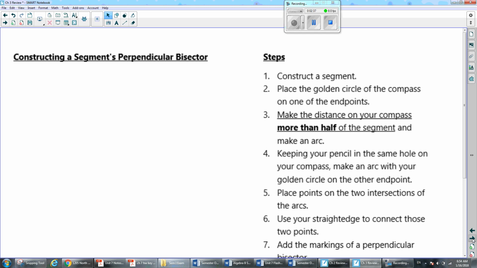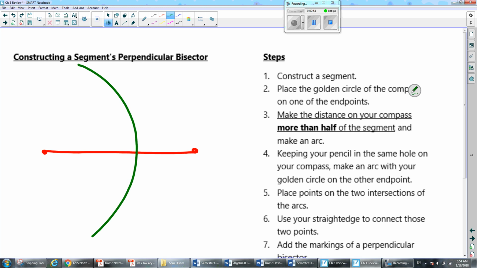So if you were to construct a perpendicular bisector of a segment, first just use your straight edge, make the segment. Actually, I'm going to move that more in the middle. Okay, place the golden circle on one of the endpoints. You're going to make a huge arc. It needs to be more than halfway. So that way when you put the golden circle on the other endpoint, it makes that same arc more than halfway. These 2 dots I get to connect with my straight edge. Make that a line. Add in the markings to show that that's a perpendicular bisector.